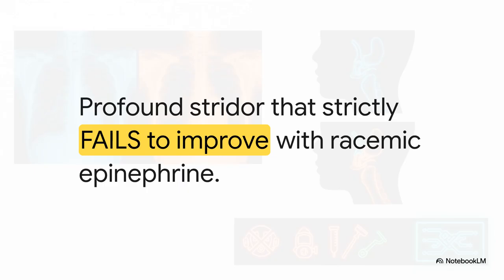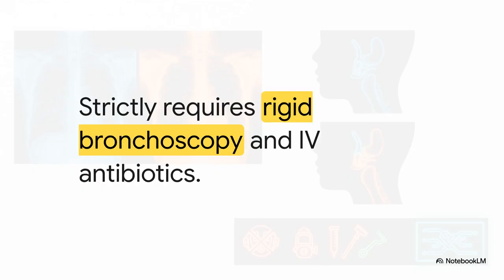They present with profound stridor that completely fails to improve with racemic epinephrine. Why does it fail? Because the pathology has completely shifted from viral mucosal edema to thick, purulent bacterial secretions and pseudomembranes that physically block the airway, rendering your aerosolized therapies totally ineffective. When that racemic epi completely fails, you must immediately bypass your standard croup protocols. The medical necessity here strictly demands rigid bronchoscopy and IV antibiotics. You absolutely have to mechanically clear those thick, purulent tracheal membranes and secure the airway via immediate intubation.